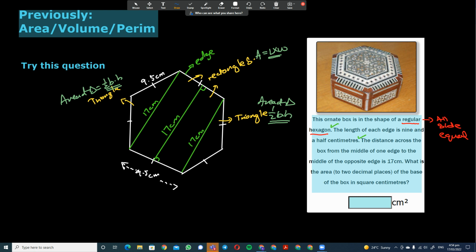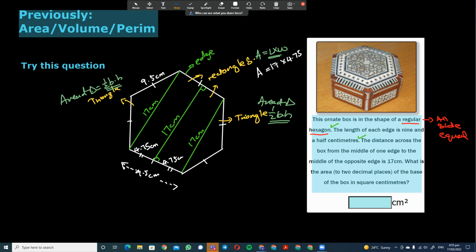And then if I drew a line straight in the middle and it's 17 and I got exactly halfway in between these 2 points, surely I can just divide 9.5 by 2. And if I take 9.5 and I divide it by 2, I will get 4.75 and 4.75 centimeters. And that's my width. And my length is 17.